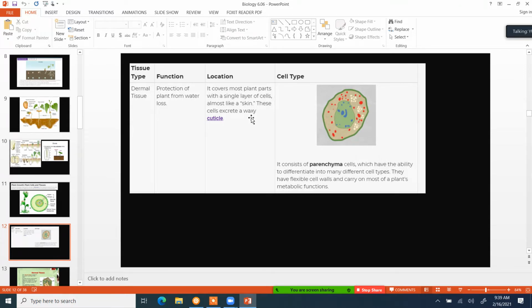It covers most plant parts with a single layer of cells, almost like a skin. Right. So this is dermal. These cells excrete a waxy cuticle. What's a cuticle again? The cuticle is a waxy kind of substance that covers the plant leaf to protect it from losing water.